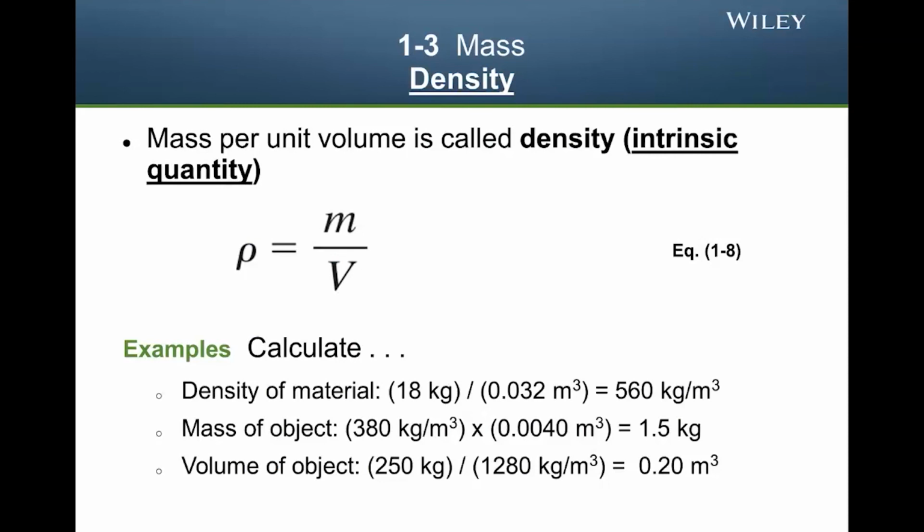Okay, so they were talking about density here. So it's just a mass per some unit volume. And then they have some examples down here. You can calculate it. This is one of those things.